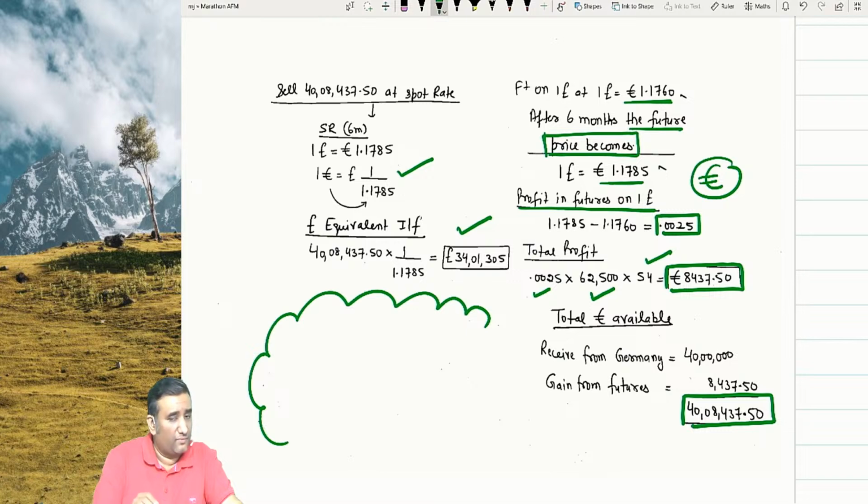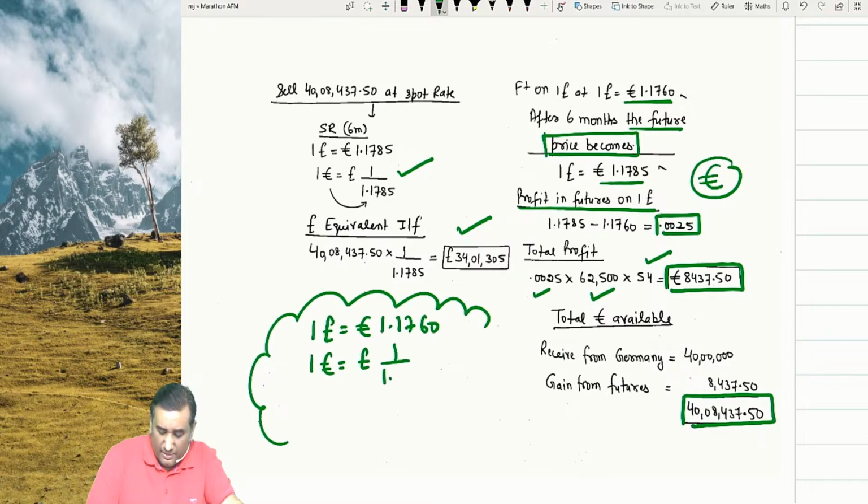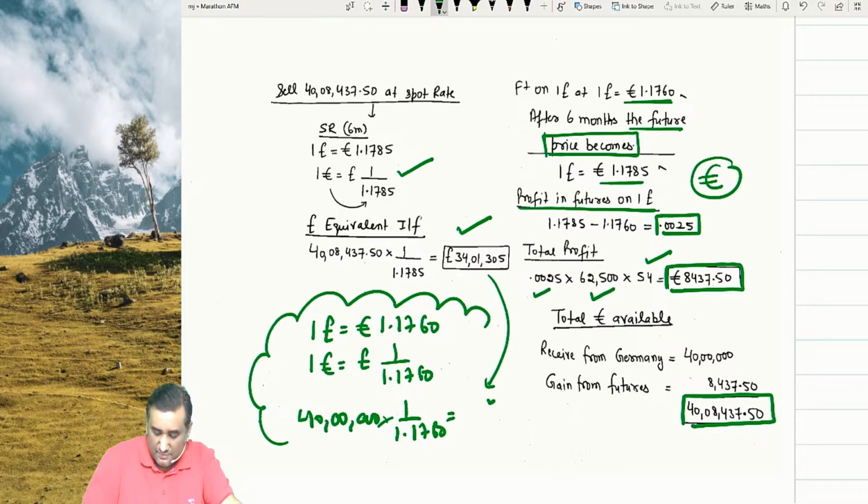If you try to cross check your answer, let's suppose the rate promised by the forward was 1 pound is 1.17, so 1 euro in pound is 1 divided by that. Convert 40 lakh at this promise. It should come roughly 34, 1, rounding off the promise.